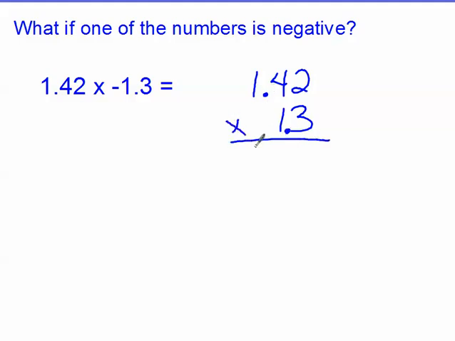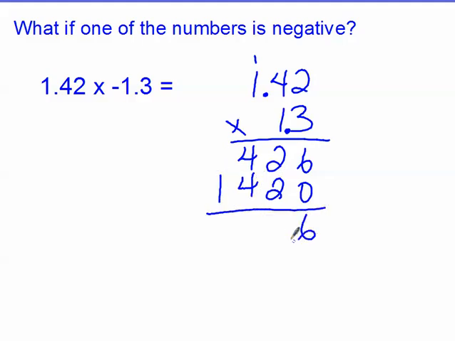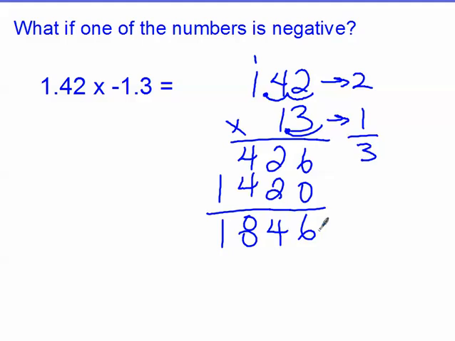3 times 2 is 6. 3 times 4 is 12. 3 times 1 plus 1 is 4. Move over a place. 1 times 2 is 2. 1 times 4 is 4. 1 times 1 is 1. We add 6, 4, 8, 1. Now, we go through and we count how many numbers are to the right of my decimal. 1, 2, 1. So that is 3 total. So I should have 3 digits behind the decimal in my answer.